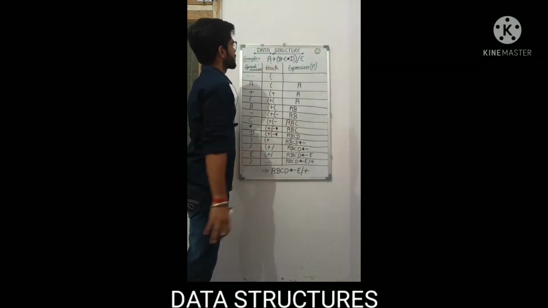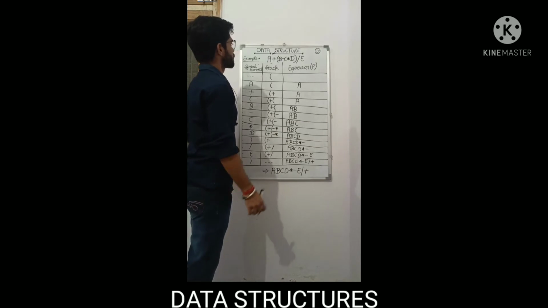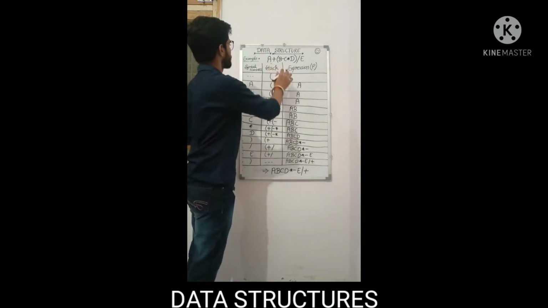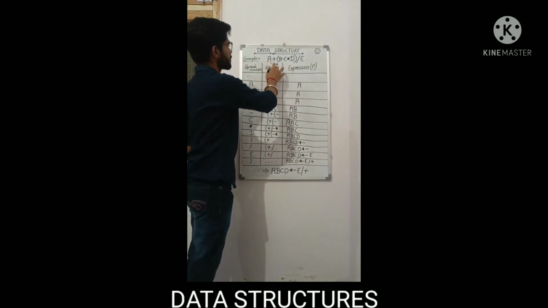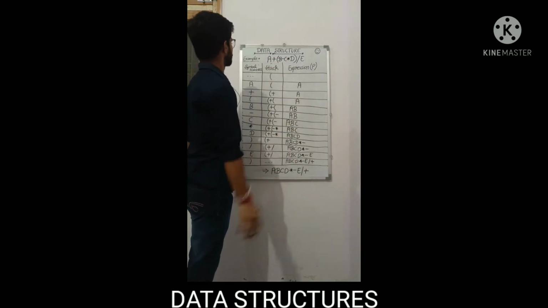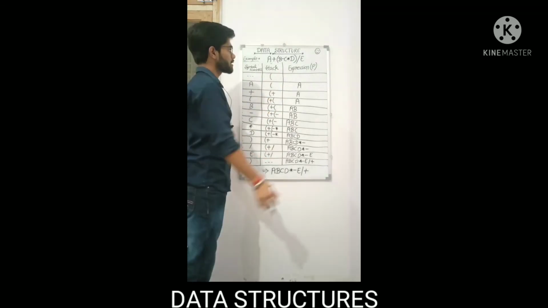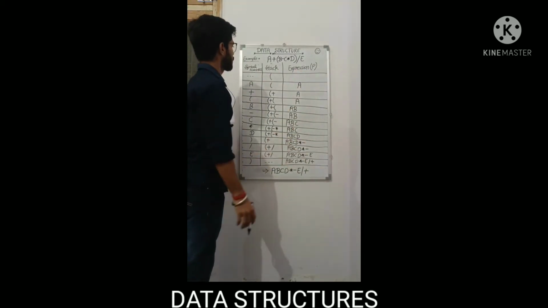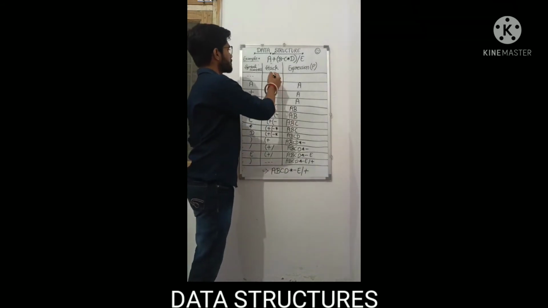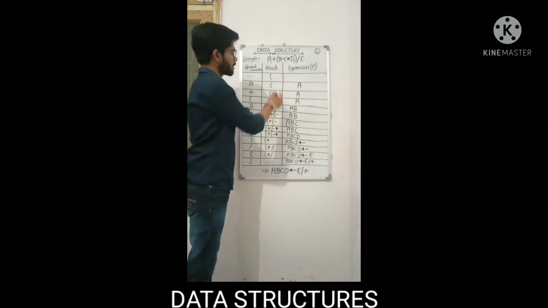So now we will understand the conversion of infix to postfix with the help of an example. This expression has to be converted to postfix form. So we have three columns: the first one is symbol scanned, the second one is stack, and the third one is expression. In the beginning, we simply added an open parenthesis to the top of the stack.